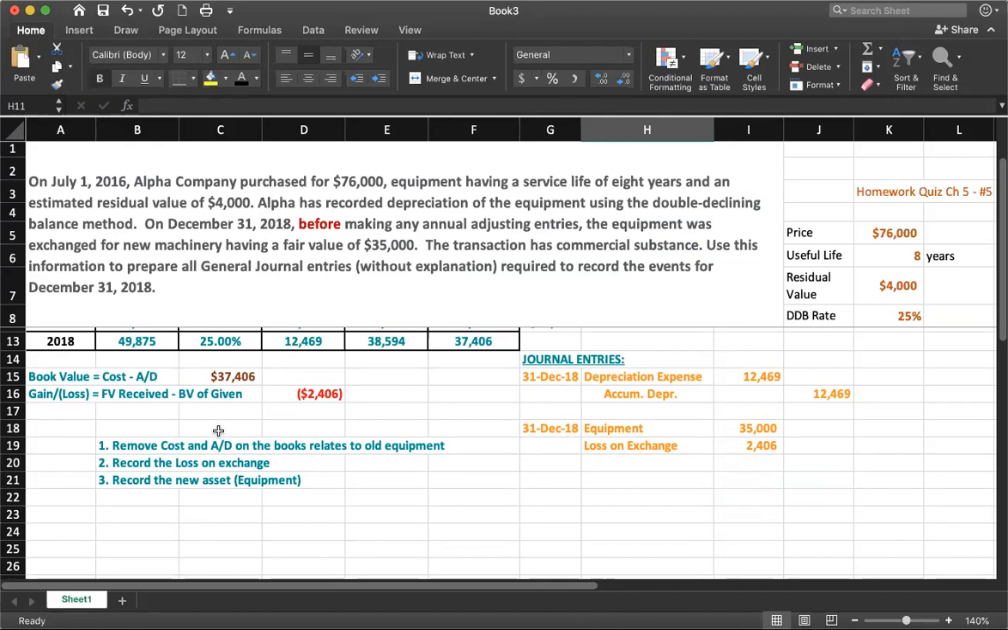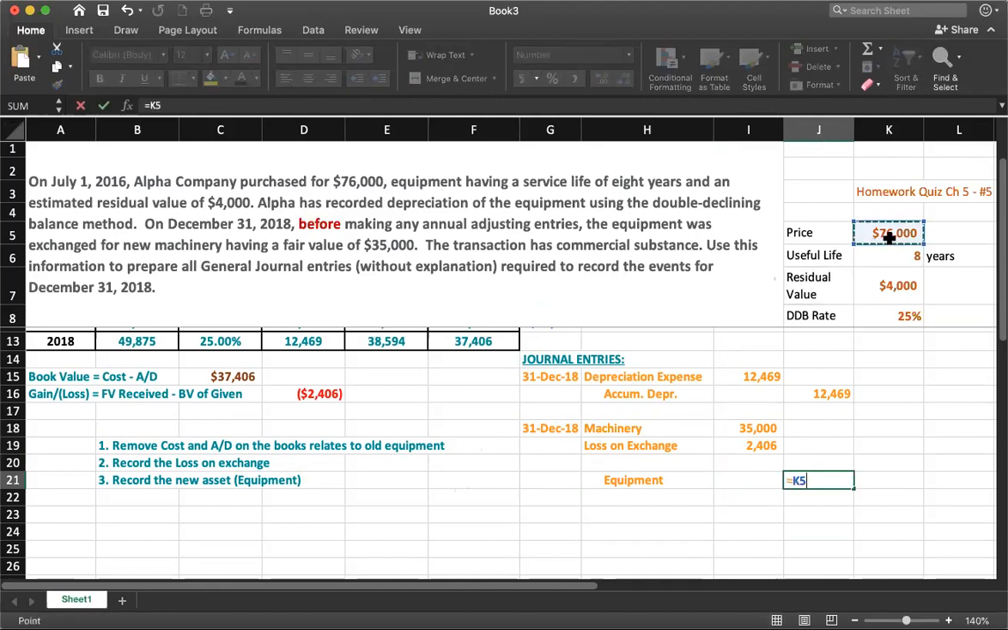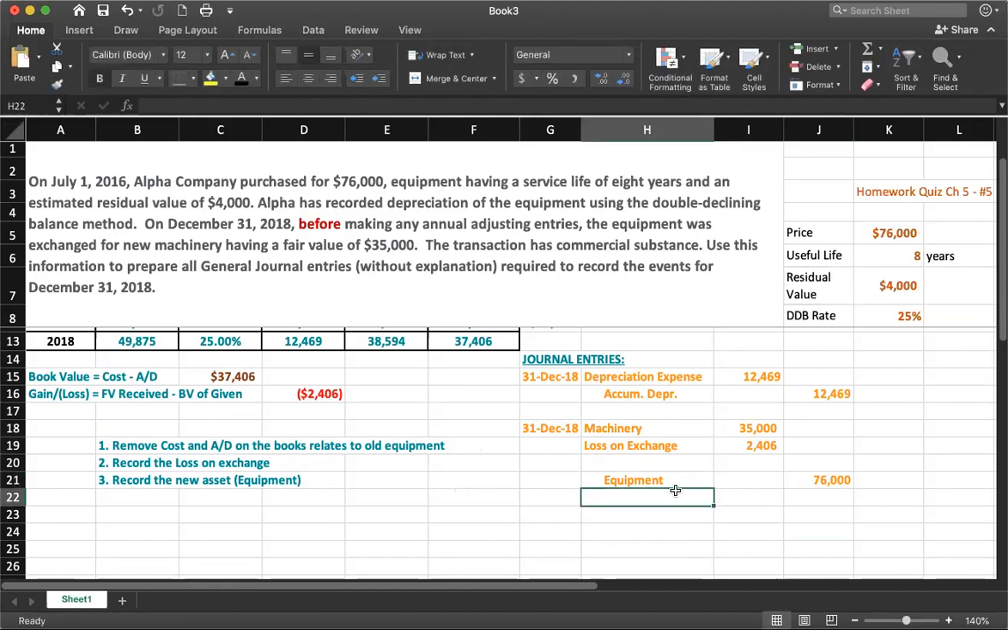And then I'm going to remove the cost and the accumulated depreciation. Well, we know that the cost was $76,000. Let me put this here. This is machinery. And it was the equipment that they originally had. So I have here equipment, and that was $76,000. That was its original cost.